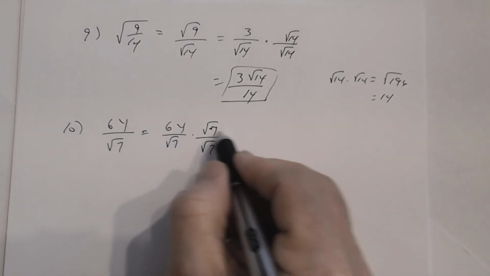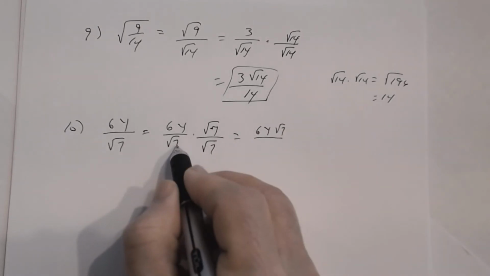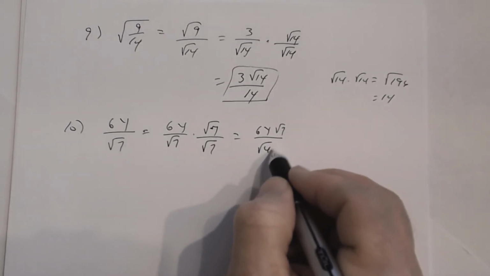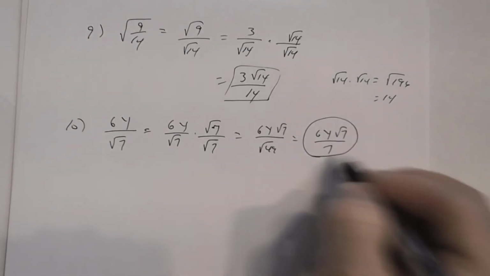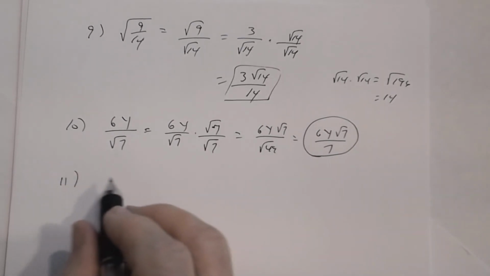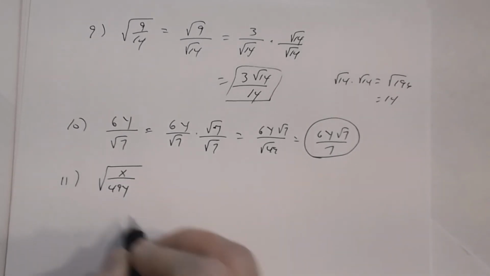So in the numerator I'm going to have 6y square root of 7. And then square root of 7 times square root of 7 is just 7, right? Or the square root of 49, but you know that's what? 7. And you're done. That's the answer. See how easy it is? Number 11, we have the square root of x divided by 49y.